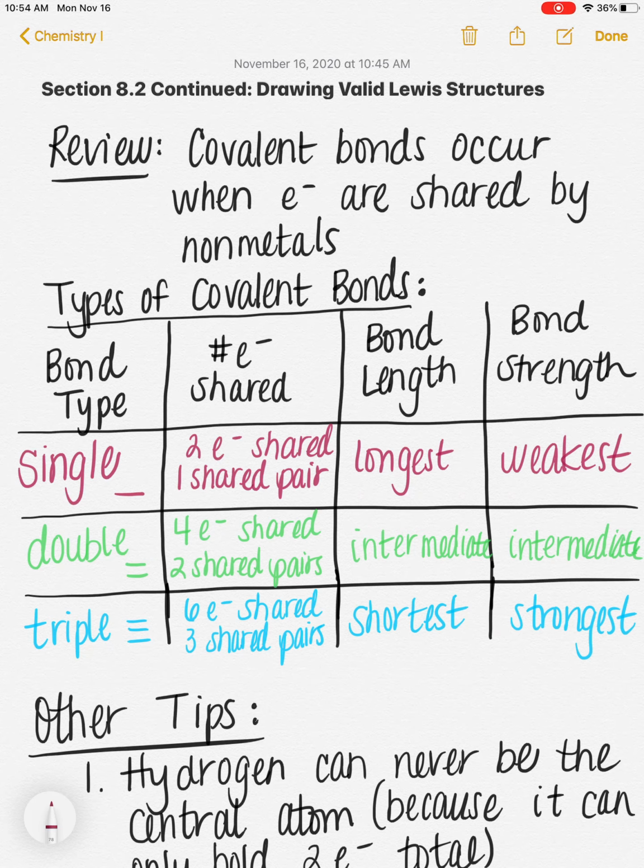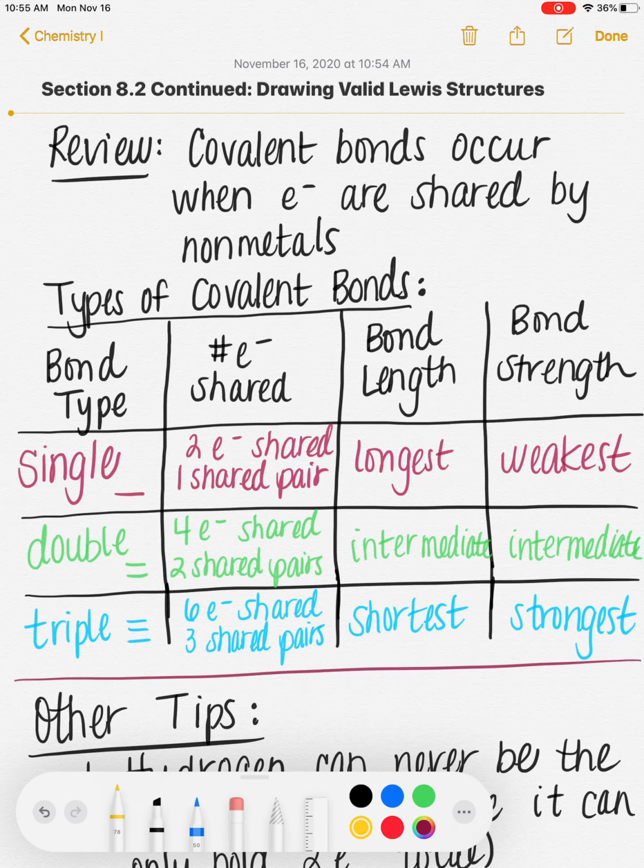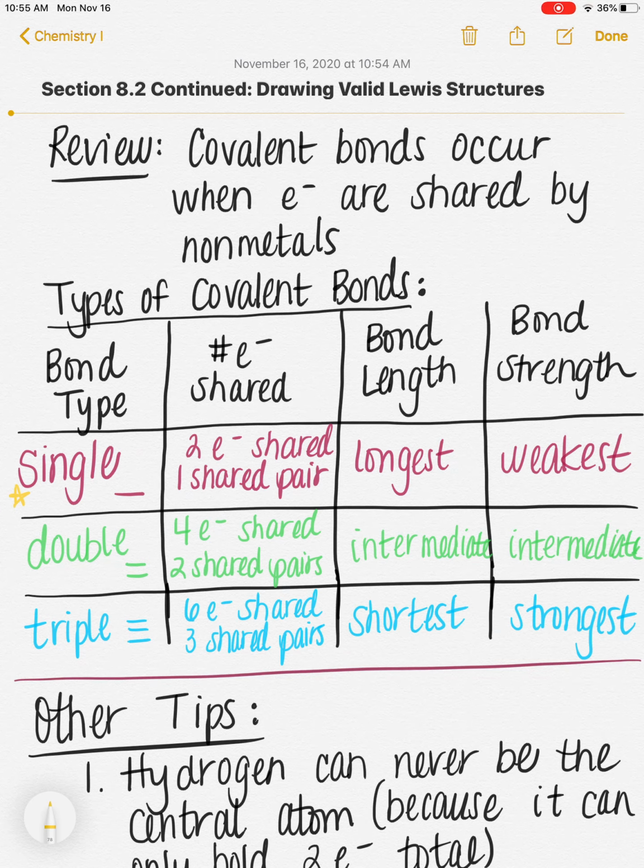In our previous reading and discussion, we have learned that there are 3 different types of covalent bonds, which I have organized into a table here for you. The first is a single bond. A single bond is represented using a single dash. It represents 2 electrons that are being shared, or one shared pair. It is the longest yet the weakest of the 3 types.